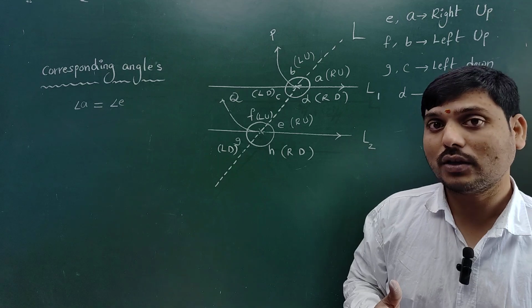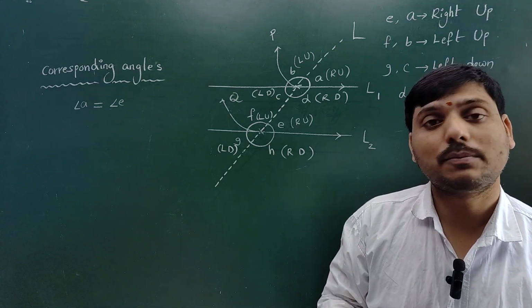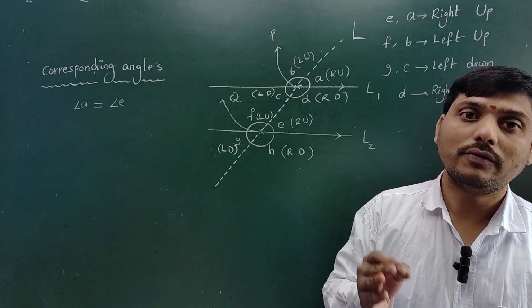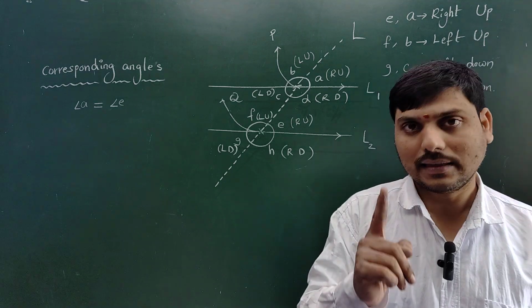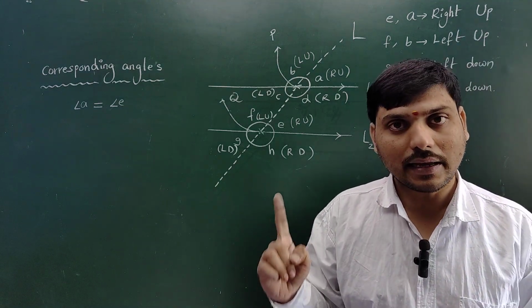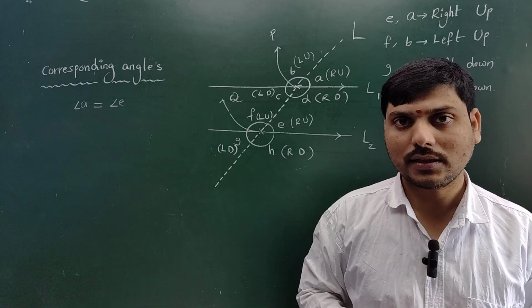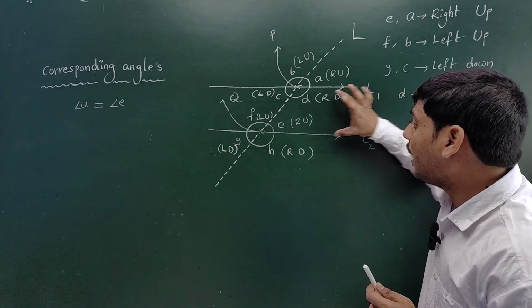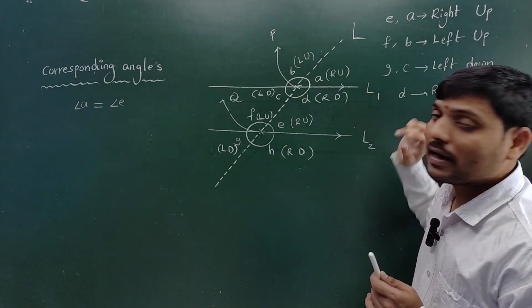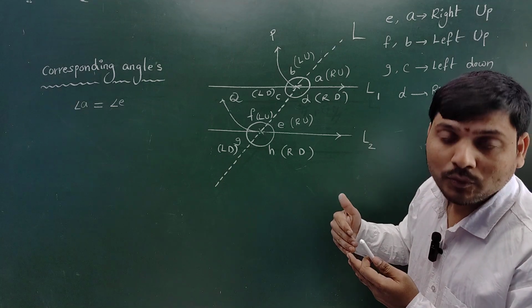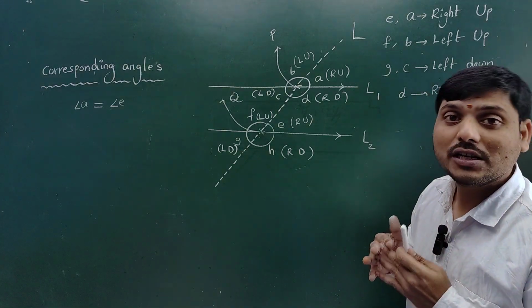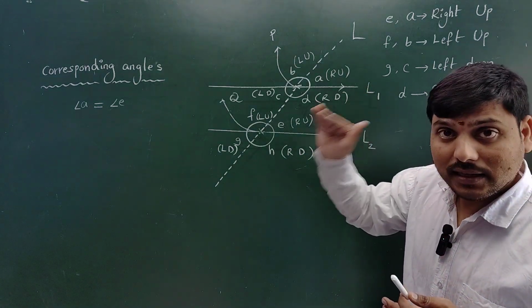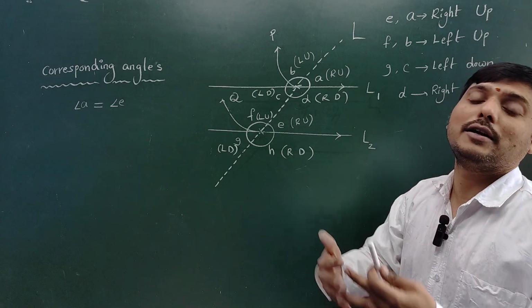What do you say about this type of corresponding angles? They are equal. Are corresponding angles always equal? No, there is one condition: when the lines are parallel, corresponding angles are equal. One more time, students: line 1 and line 2 are parallel to each other. Whenever the lines are parallel, the corresponding angles formed are equal to each other. And if corresponding angles are equal, then the lines are parallel to each other.